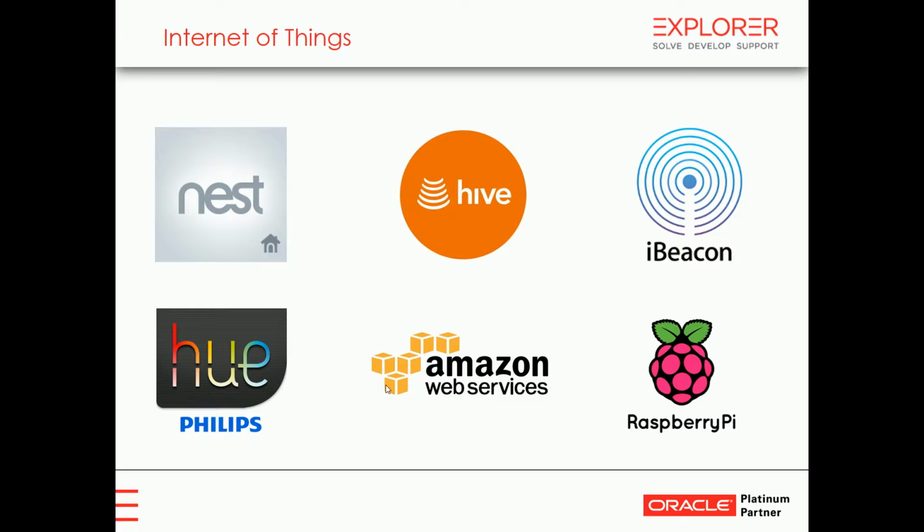Now I've got Raspberry Pi on there as well, because this is an example of a small computer which you can program to do whatever you want. So you can create your own Internet of Things device. So you could, for example, have your Raspberry Pi detecting iBeacons and then pushing that data into an Oracle database.